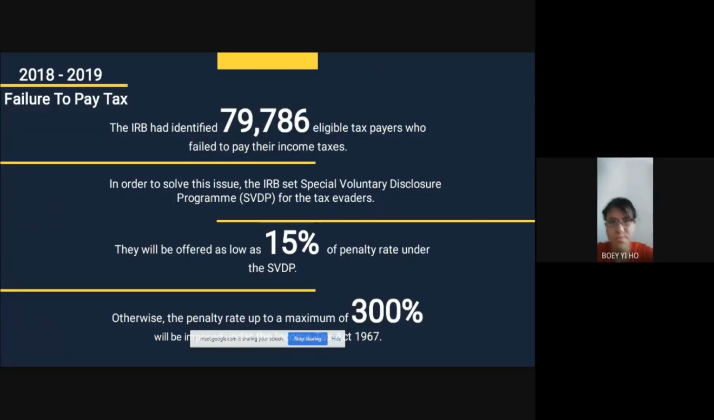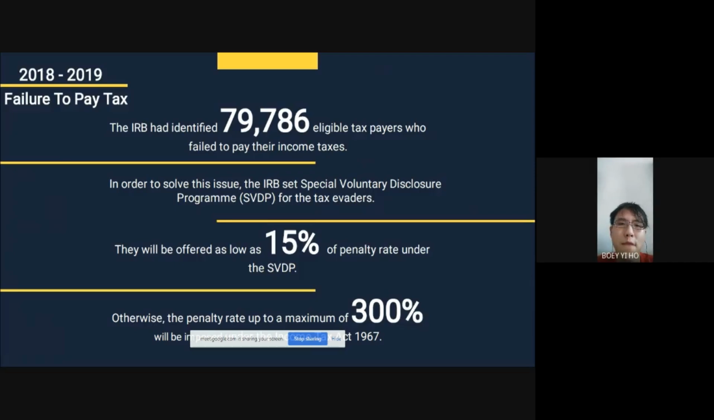Next. Now, what are the current issues that have happened in Malaysia? First of all, there are 79,786 taxpayers who failed to pay tax. Failure to pay tax can cause a loss in economic growth and government revenue.